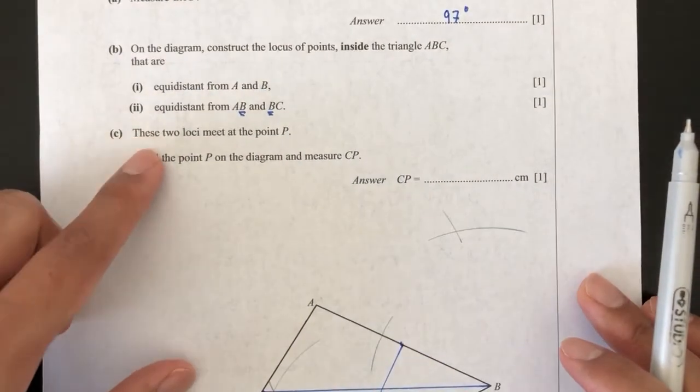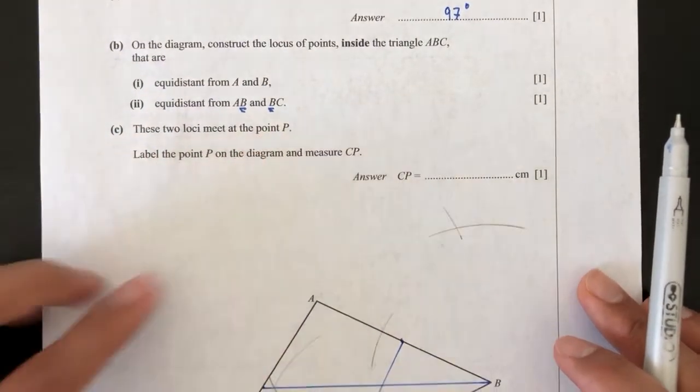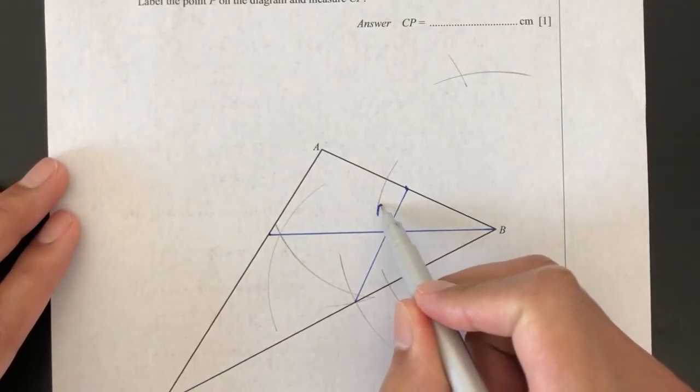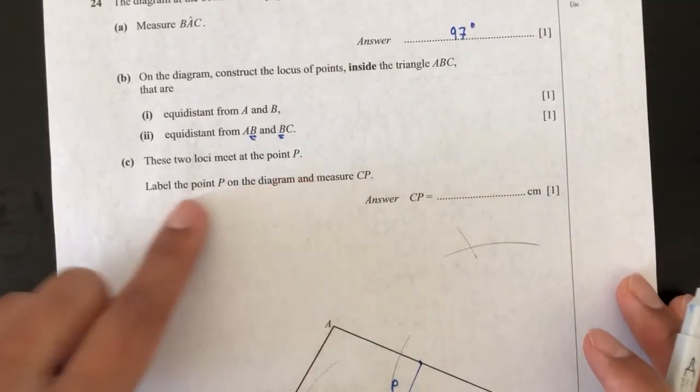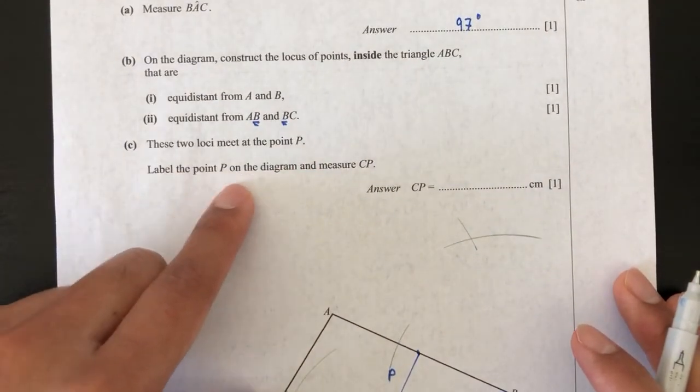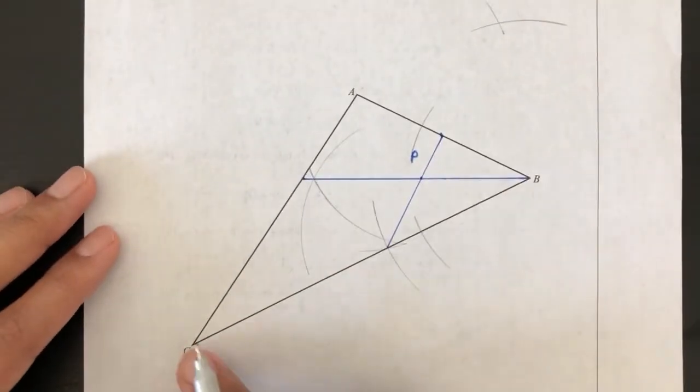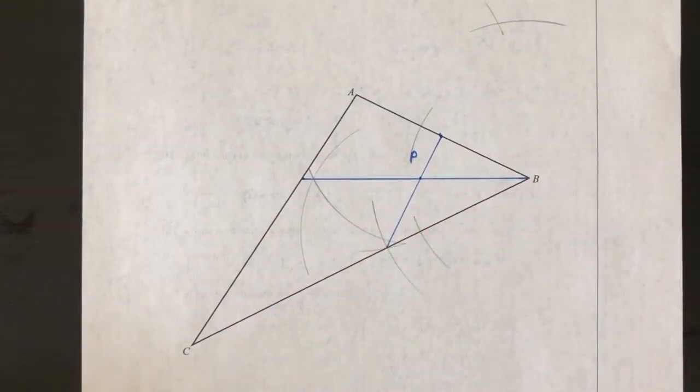Okay, so moving on to question number C. These two loci meet at a point P. So they meet at a point P, so this is P. Question is label the point P and measure CP. So CP is C to P. We have to use a ruler.